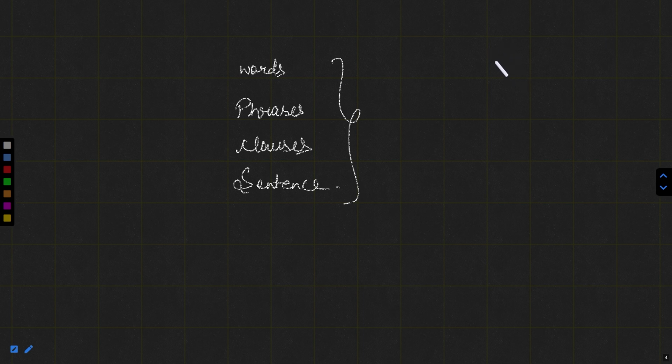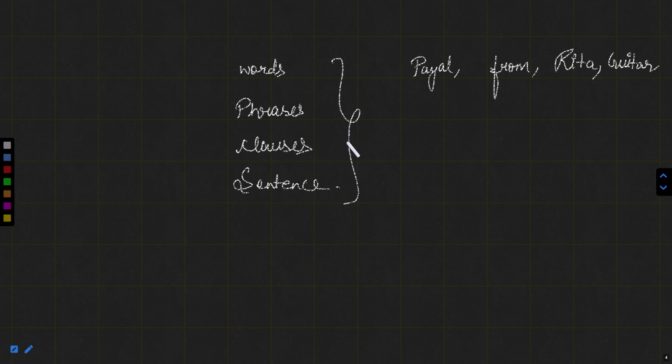For example, if I say from, this is actually a word. If I say Rita, this is a single word. If I say pile, this is a single word. It is the name of someone. If I say guitar, this is also a single word.